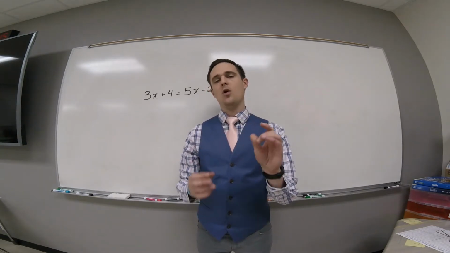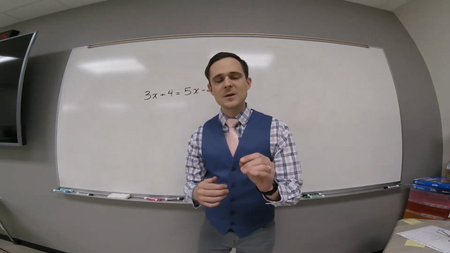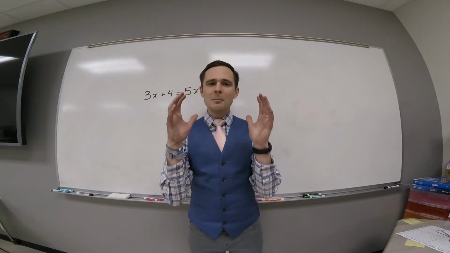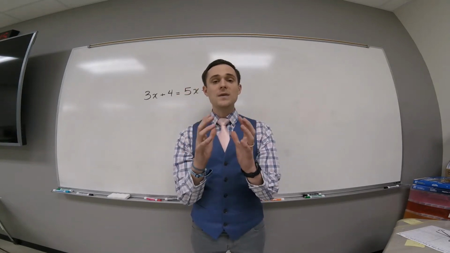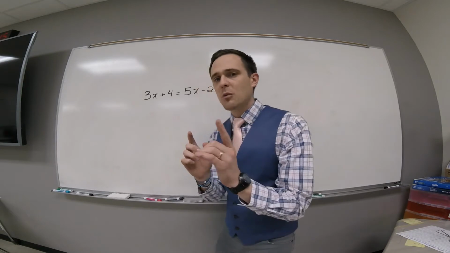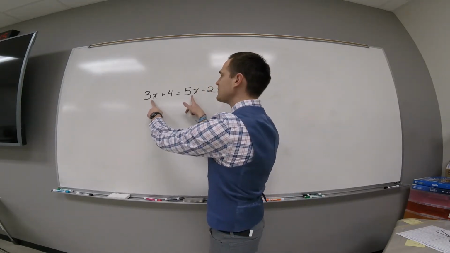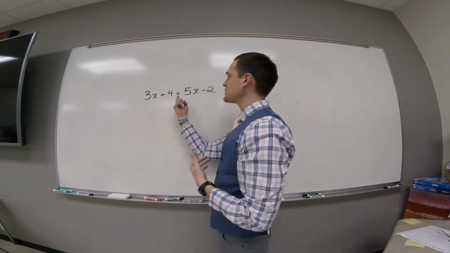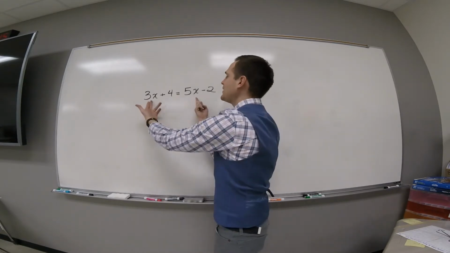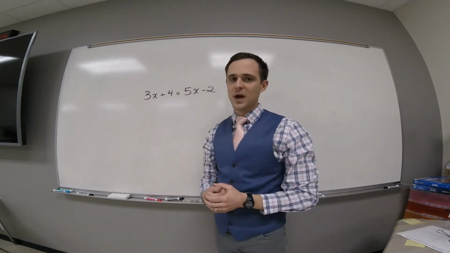particular issue. What I see in my class is kids want to combine like terms, and that's a great thing. But when we have variables on both sides, sometimes they want to just combine them right here, 3x and 5x. You can't, of course, because there's an equal sign. You can't make this 8x. A lot of my kids want to do that.